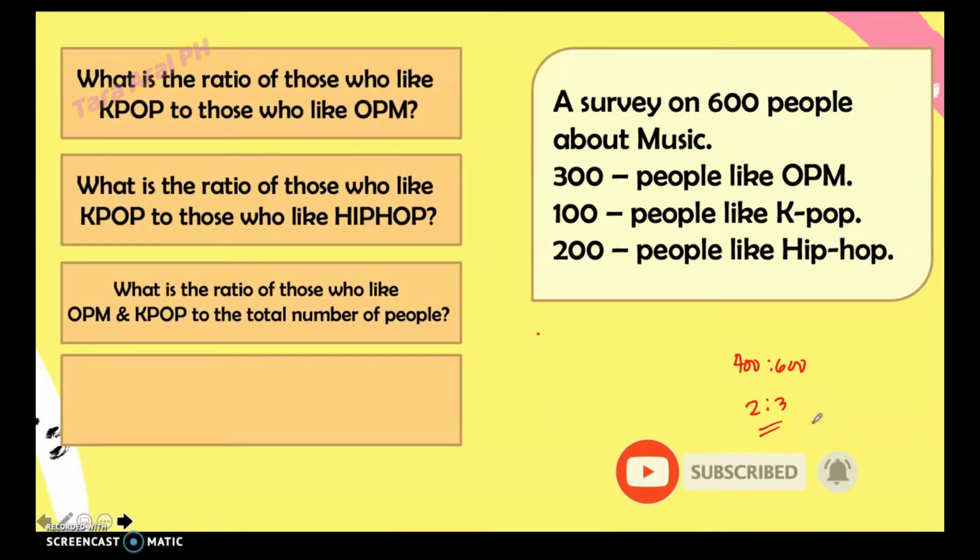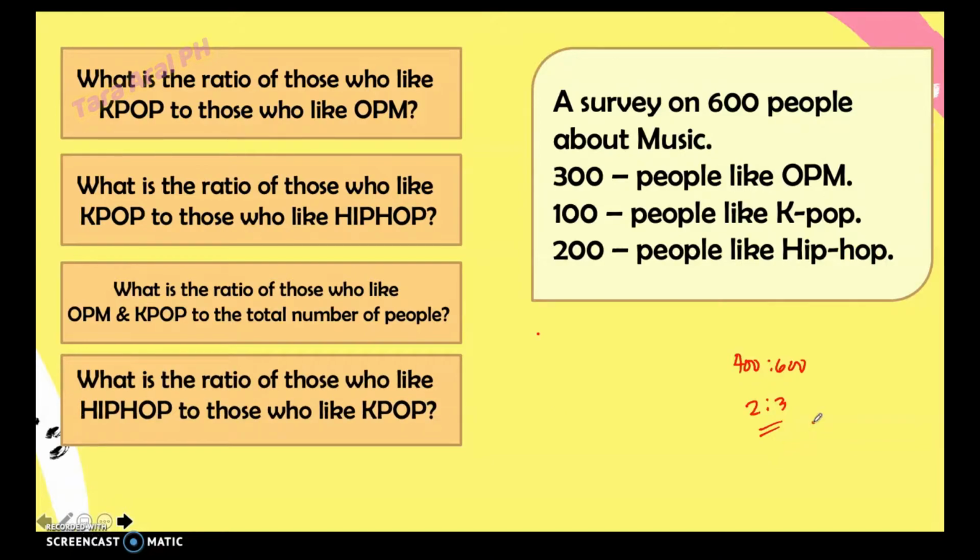Next, what is the ratio of those who like hip-hop to those who like K-pop? So hip-hop is mentioned first, then we have 200:100, and we simplify that. Answer is 2:1.